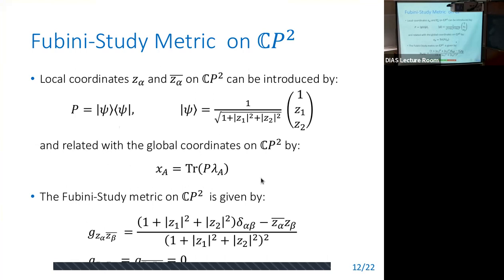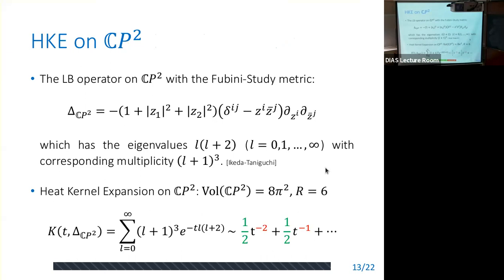Using these local coordinates, we can define the Fubini-Study metric on CP2, and it's given like this in terms of the local coordinates. Once we have a metric on the space, we can then define the LB operator on CP2 in terms of this Fubini-Study metric, and it is given here. Importantly, this operator has eigenvalues of L(L+2), with corresponding multiplicity (L+1)^3. And again, here L goes from 0 to infinity.